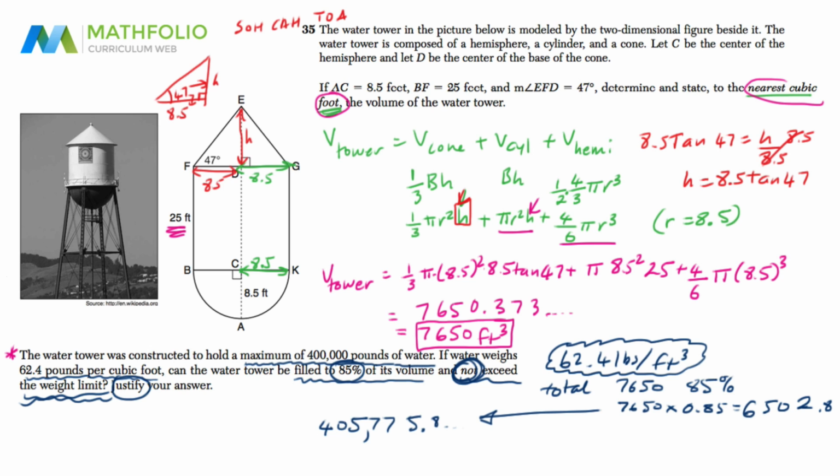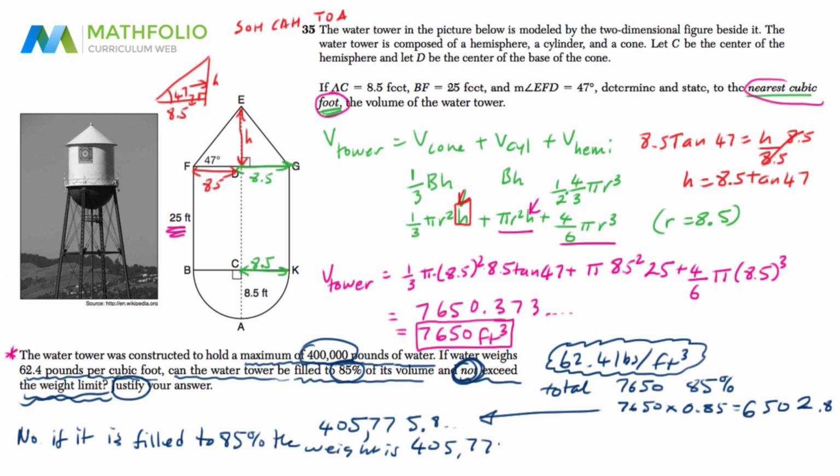So we've got to look back and think, what was the weight limit? Well, there it is, it's 400,000 pounds. So this is above the weight limit. So we've got to answer the question, can the water tower be filled to 85% without exceeding the weight limit? The answer is no. If it is filled to 85%, the weight is 405,775.8 pounds, which exceeds the limit.